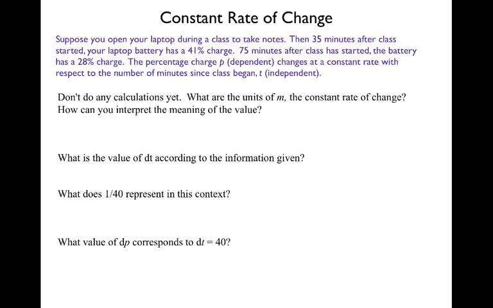Okay? So no calculations. What are the units of the constant rate of change? If T is independent and P is dependent, then what's the units of the constant rate of change? And how do you interpret the meaning of the constant rate of change? No calculations yet. And then what is the value of dt according to the information given? What does 1/40th represent in this context? What's the value of dp that corresponds to dt equals 40?